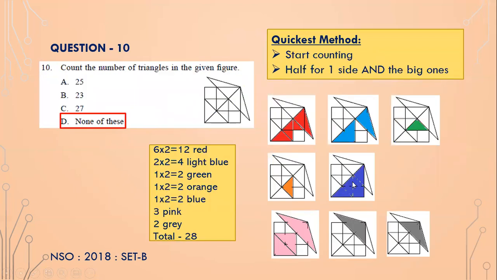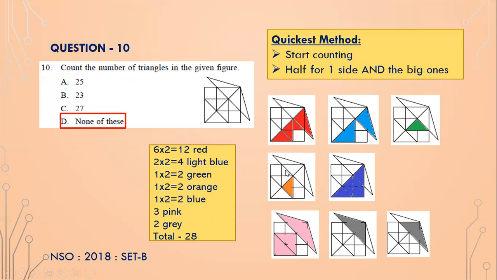Count the number of triangles in the given figure. Again, in such cases, you have to start counting. You may want to color, or you may want to mark. So just start counting first from the half side. Let's see how many halves here: 1, 2, 3, 4, 5, 6 smaller triangles, then 2 medium triangles, and one green triangle. Then one is this orange triangle, and one is this blue triangle. So these are all half triangles.